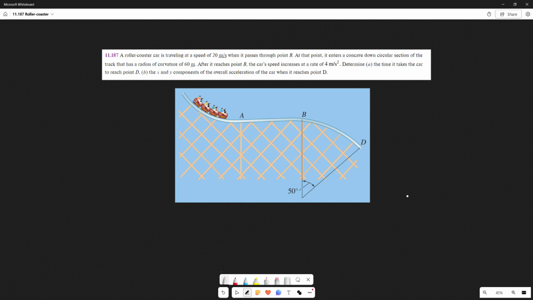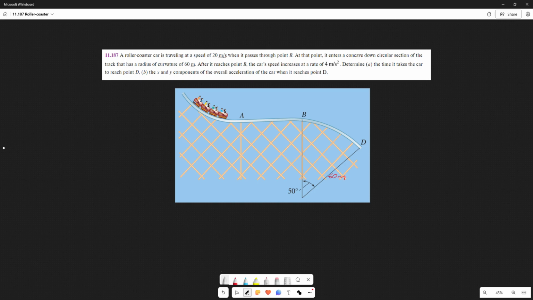So the first part of this problem, well, first let's just set the stage. We're given that the radius of curvature is 60 meters. So that means that this radius vector here is 60 meters. We're told that when the car reaches point B, it's traveling at a speed of 20 meters per second.